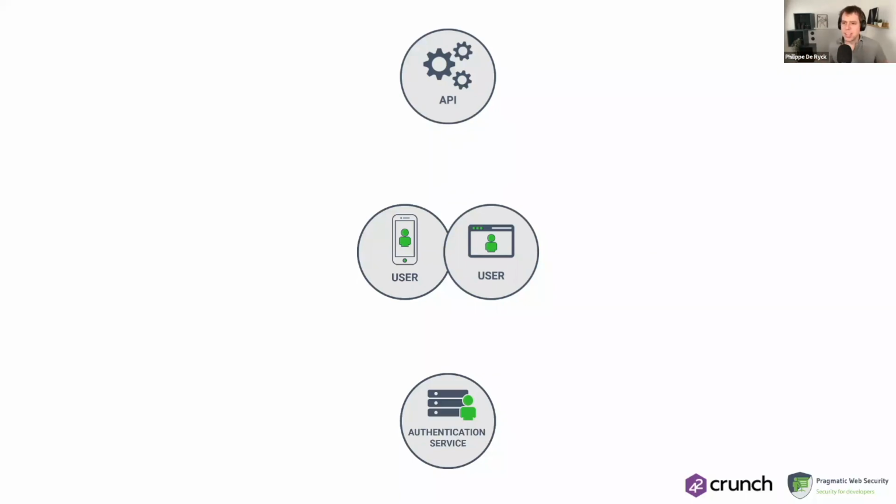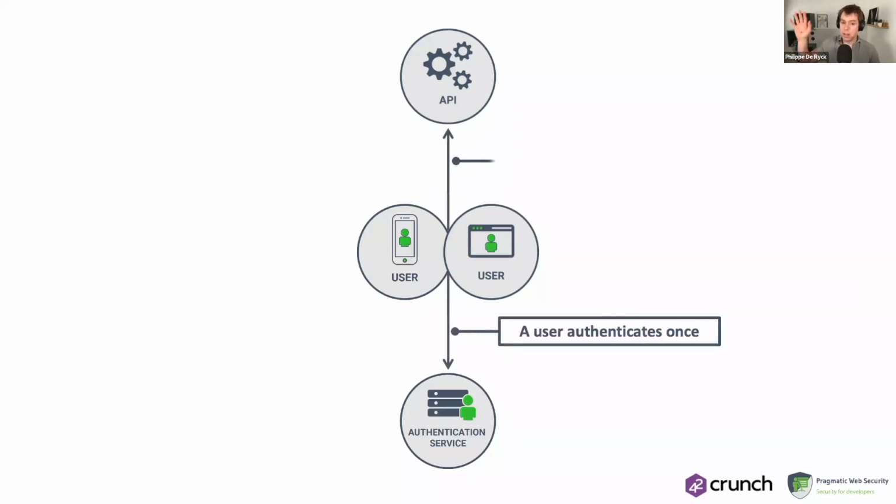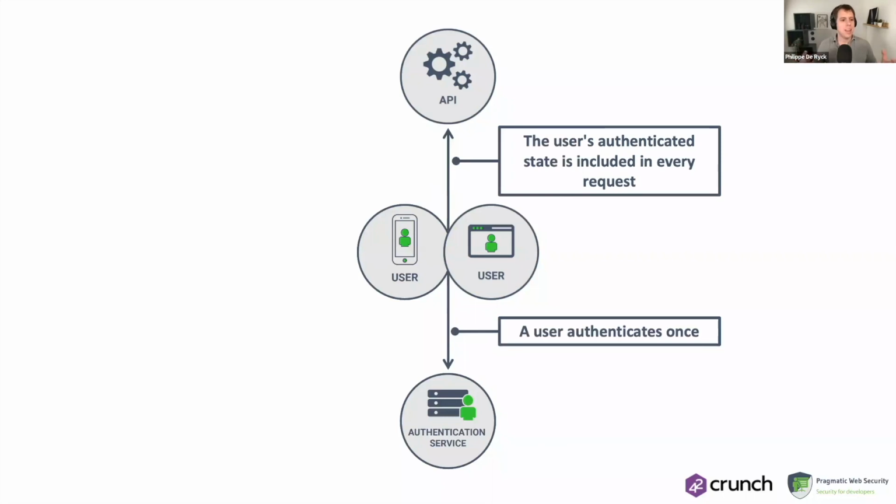However, user authentication is a bit tricky because users are typically not very keen to authenticate on every request. A user is going to authenticate once, like, hey, I'm Philippe, remember that, please. And that means that the client is going to include the user's authentication state in every request. So once the user is authenticated, the client is going to include a piece of information that tells the API, like, yeah, that was the user, Philippe, from 10 minutes ago, from an hour ago, from 5 hours ago, whatever. How do you do that?